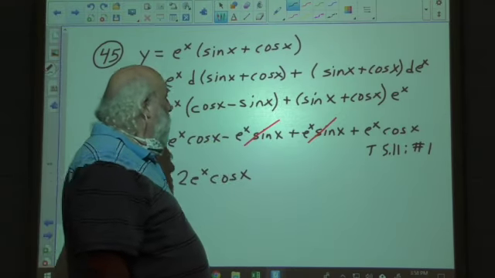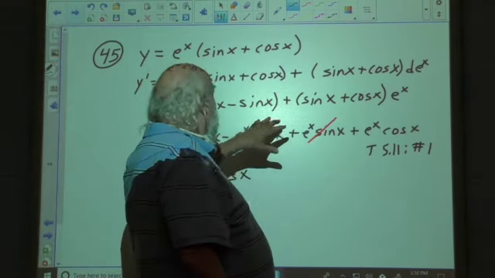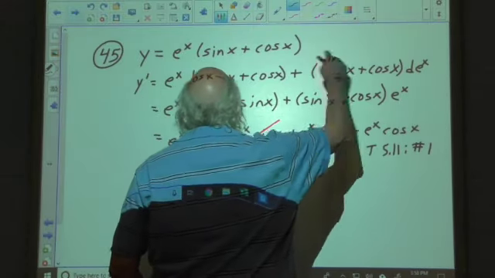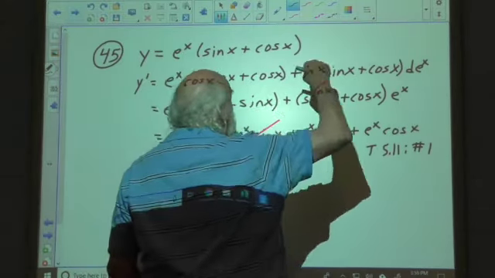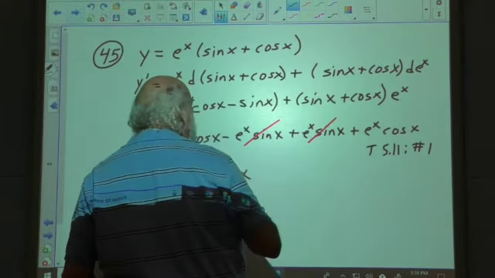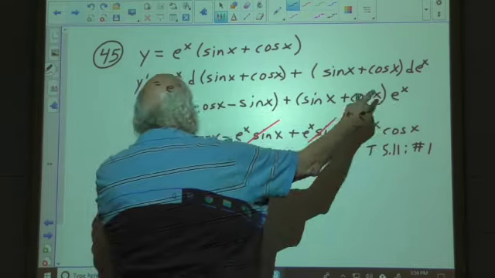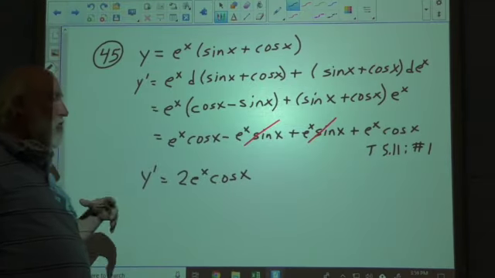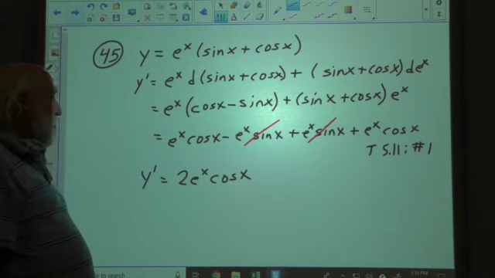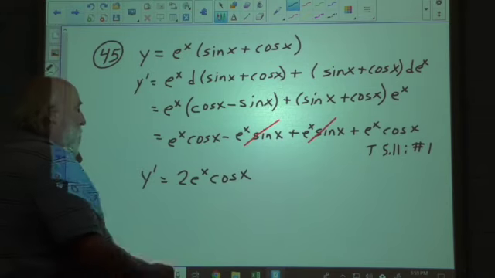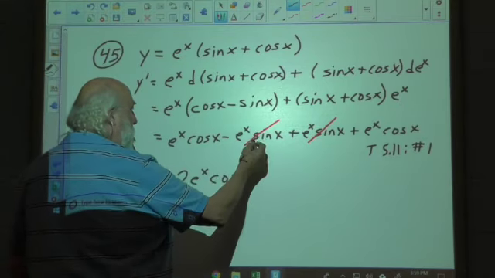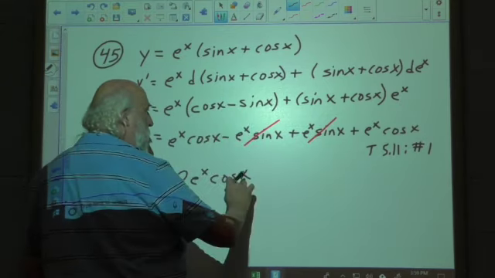Do the same thing over here. Derivative, we take sine of x plus cosine x times the derivative of e to the x, which we said is e to the x. Then this doesn't change inside. Now we're going to distribute both these e to the x's across their respective parentheses contents. And we get e to the x cosine x minus e to the x sine x. That gives us that right there.